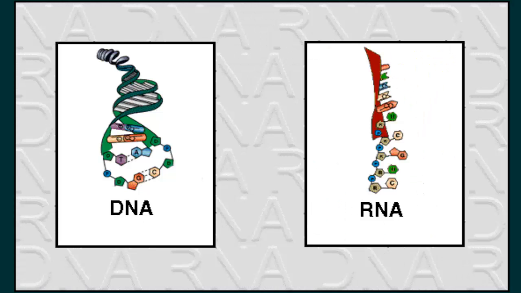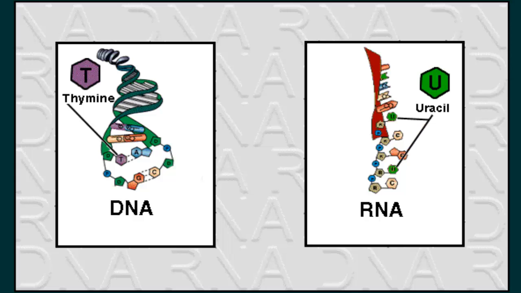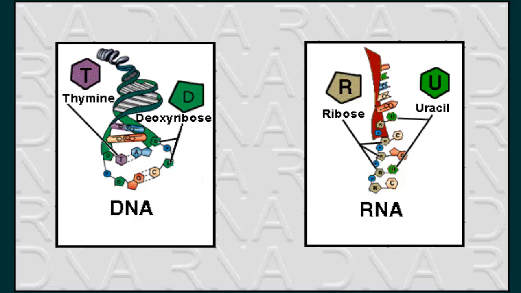There are only two differences between the chemical makeup of RNA and the chemical makeup of DNA. In RNA, thymine is replaced by the nitrogen-containing base uracil, and the 5-carbon sugar is ribose rather than deoxyribose. Structurally, RNA differs from DNA in that it consists of a single strand of nucleotides, whereas DNA is double-stranded.